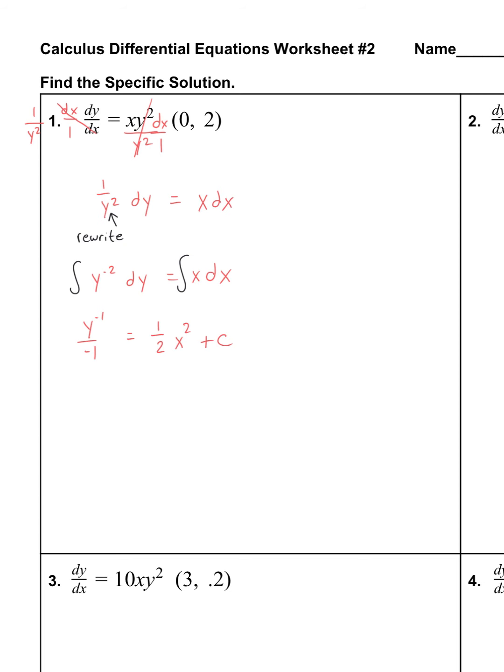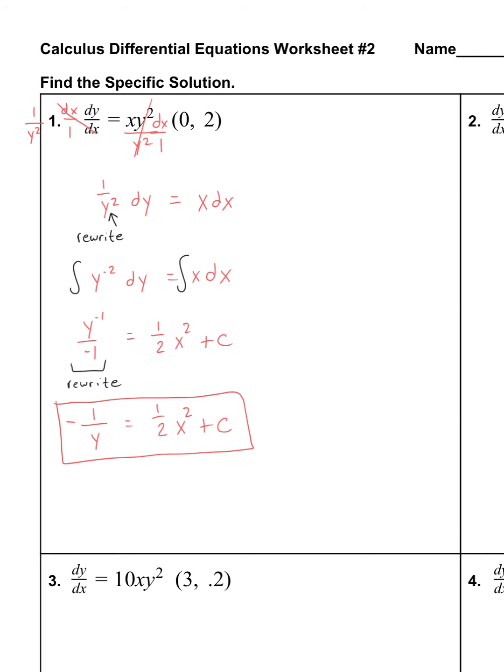So now what we have to do is rewrite this, because we can't find our c if we have a negative exponent. So we're just going to simply rewrite this. We are going to move the y to the negative 1 down to the bottom, and it's going to become 1 over y to the positive 1, and there's still a negative out front because that negative is there. So then it is equal to 1/2 x squared plus c. That is as far as we need to go. Just get the term with y in it by itself.